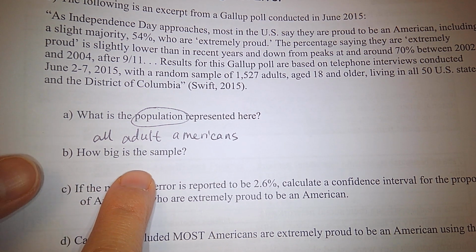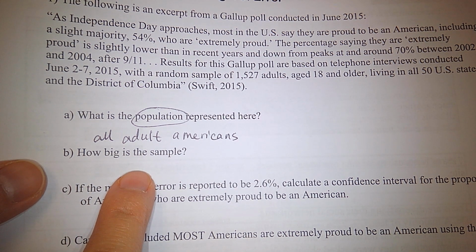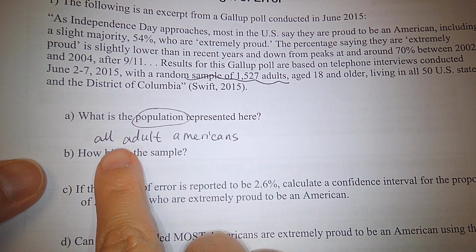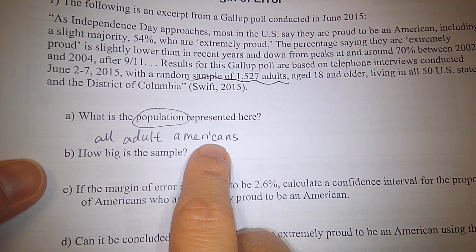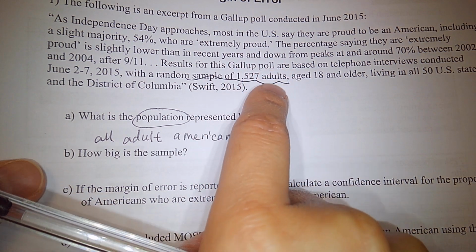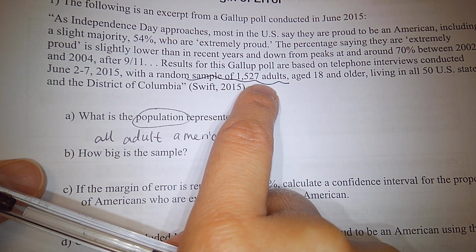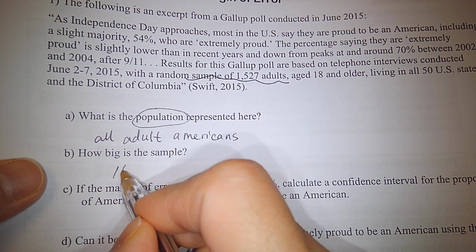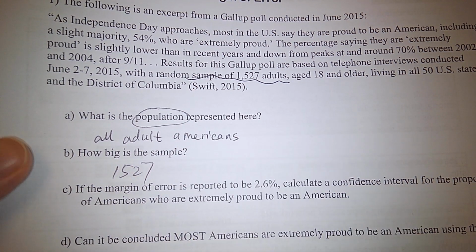How big is the sample? Is it given? Yeah, we want to survey all of the adult Americans, but we're not able to. So we're going to randomly sample 1527 adults. So what is the sample size? 1527.